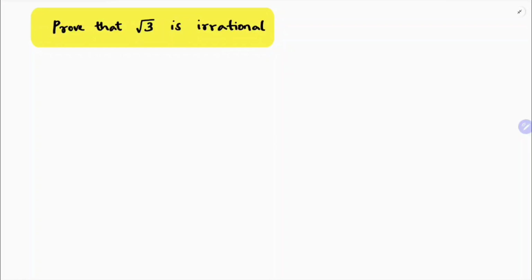Prove that root 3 is irrational. So root 3 is irrational, but we need to prove it. I'll use a proof by contradiction.